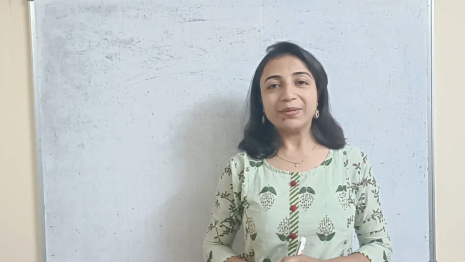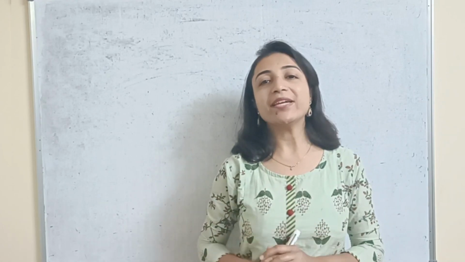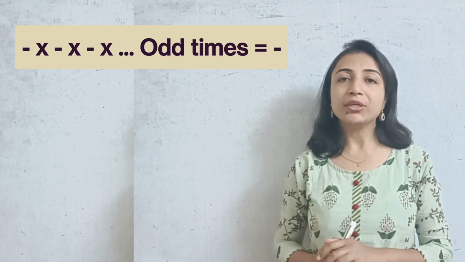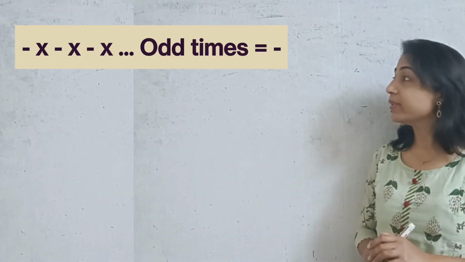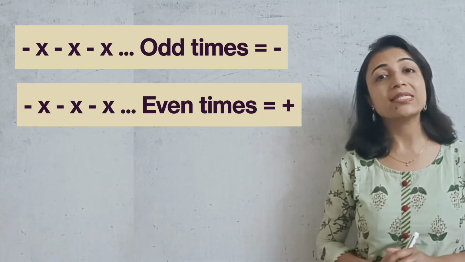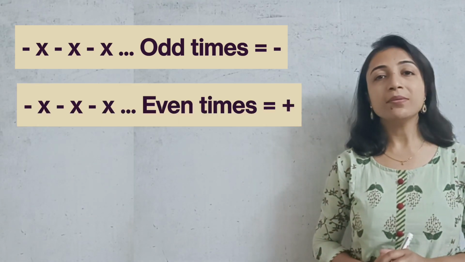The next rule is for multiplication and division. In multiplication and division, we have to count the number of minus signs. If the number of minus signs is odd, then your answer is negative. And if the number of minus signs is even, then your answer will be positive.